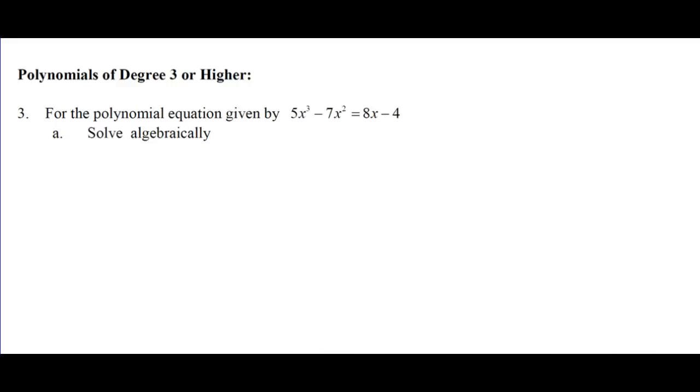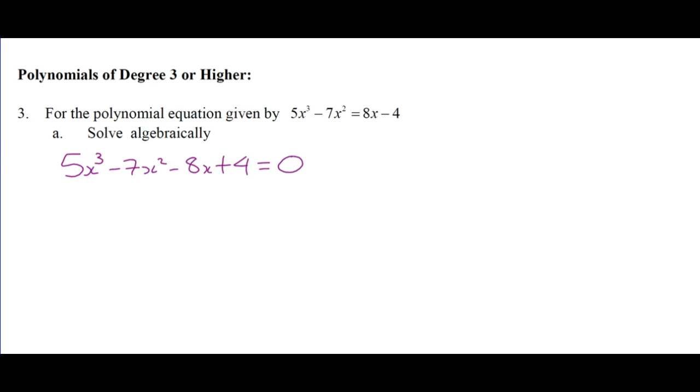All right, here we are. Polynomials of degree 3 or higher. For the polynomial equation given, solve algebraically. All right, so to do an algebraic solution, what's our first step? Set it equal to 0, right? So we've got 5x cubed minus 7x squared minus 8x plus 4 is equal to 0.